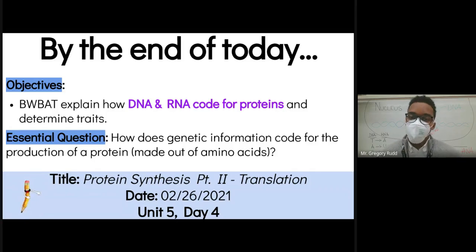And it's always a good idea to start on this lesson page, this title page. So we've got an objective today that states that biologists will be able to explain how DNA and RNA code for proteins and determine traits. And we've got an essential question that asks, how does genetic information code for the production of a protein? And it's made out of amino acids.